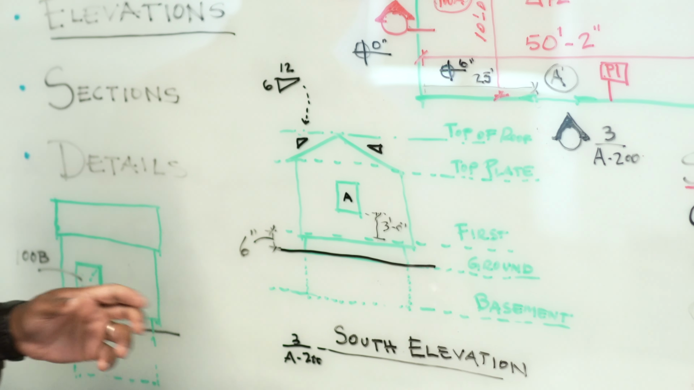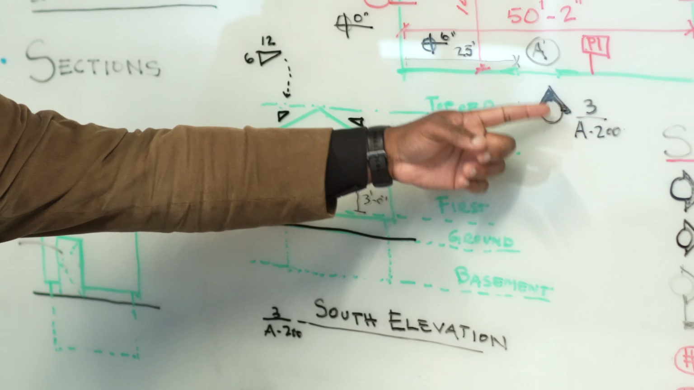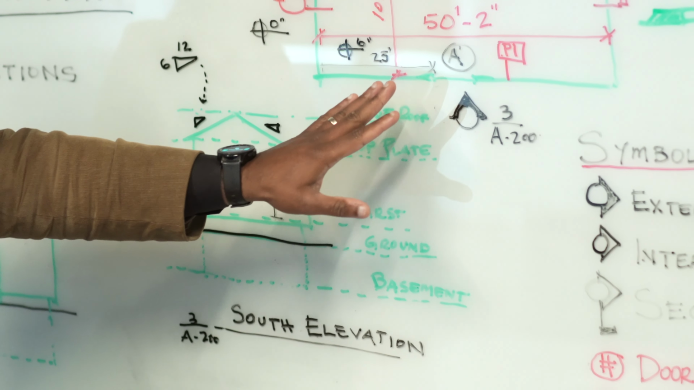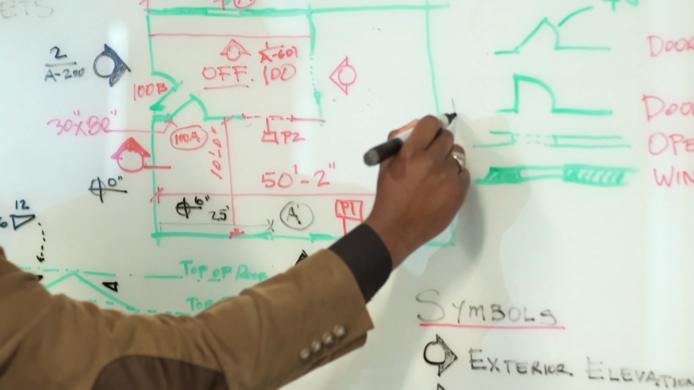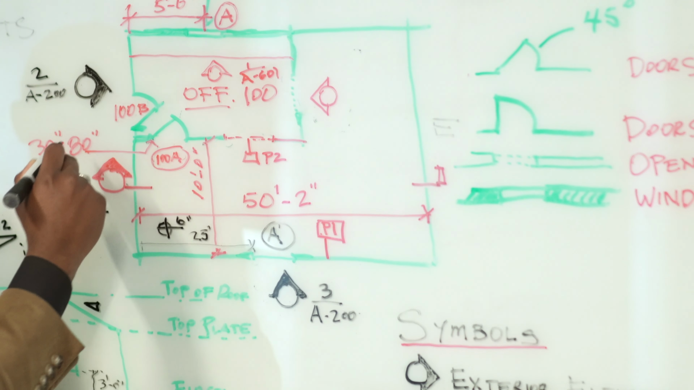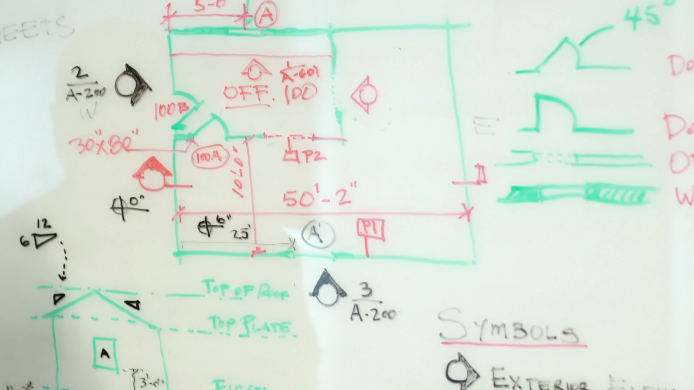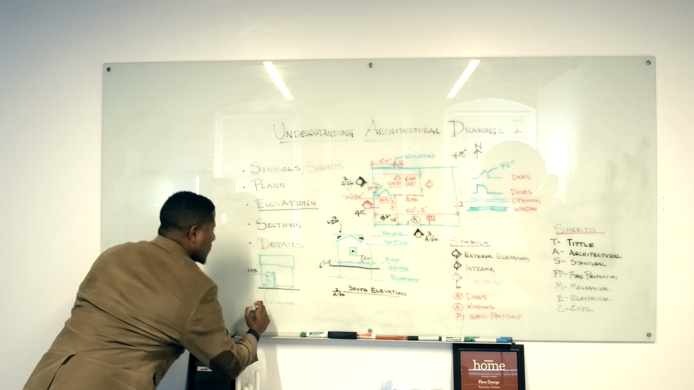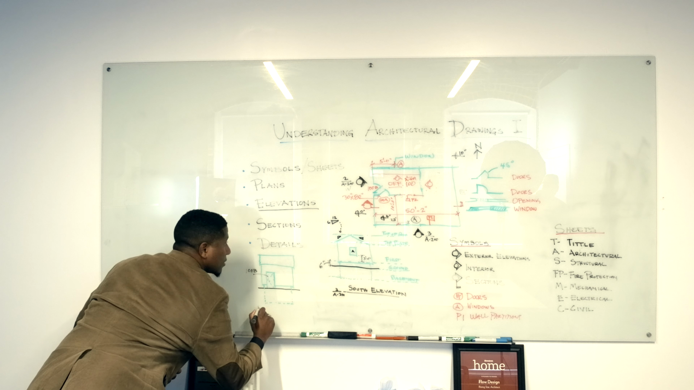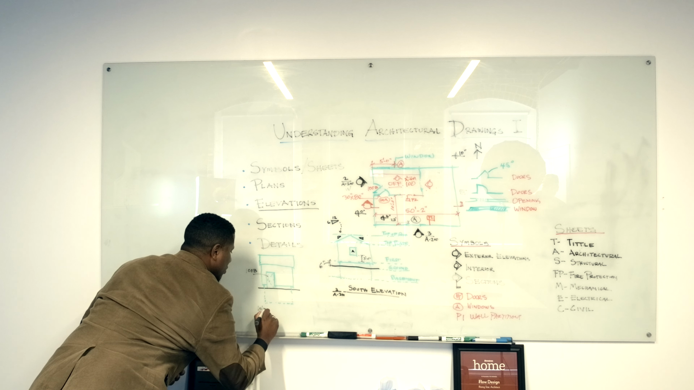What other thing can we discuss? We can also discuss, in this case, we're showing south elevation, but if this is west or east, this one will be west elevation. So this, if you notice, this one will be west elevation.